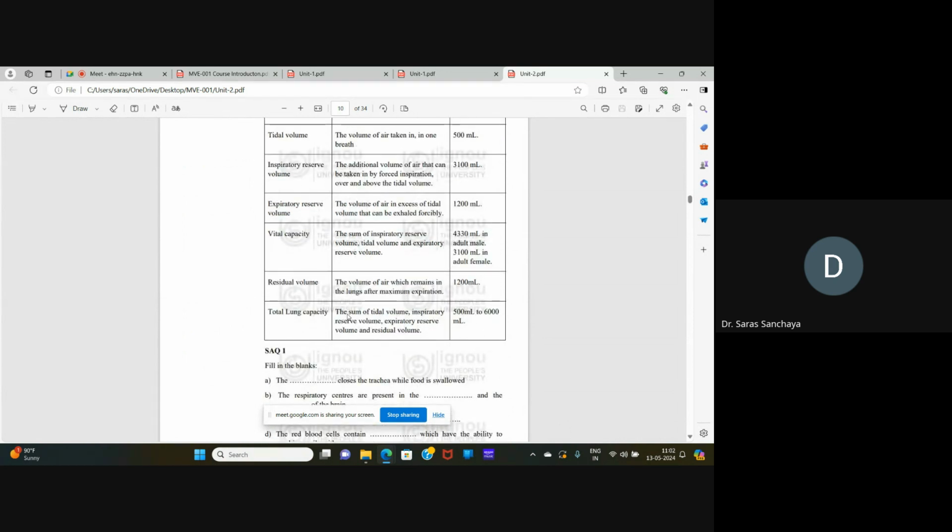Then there is residual volume, the volume of air which remains in the lungs after maximum expiration, that is exhaled forcibly. It is called residual volume, and it is around 1200 ml. Total lung capacity is the sum of all these volumes, and it is around 500 ml to 6000 ml.